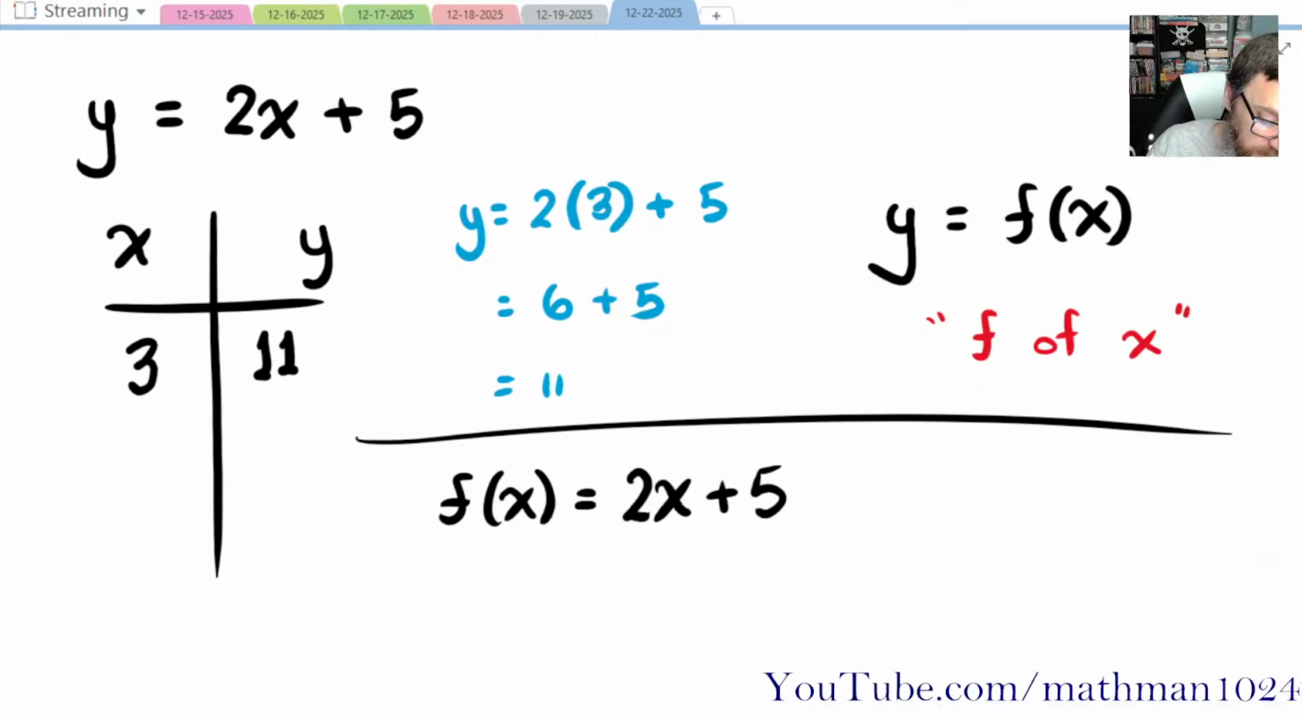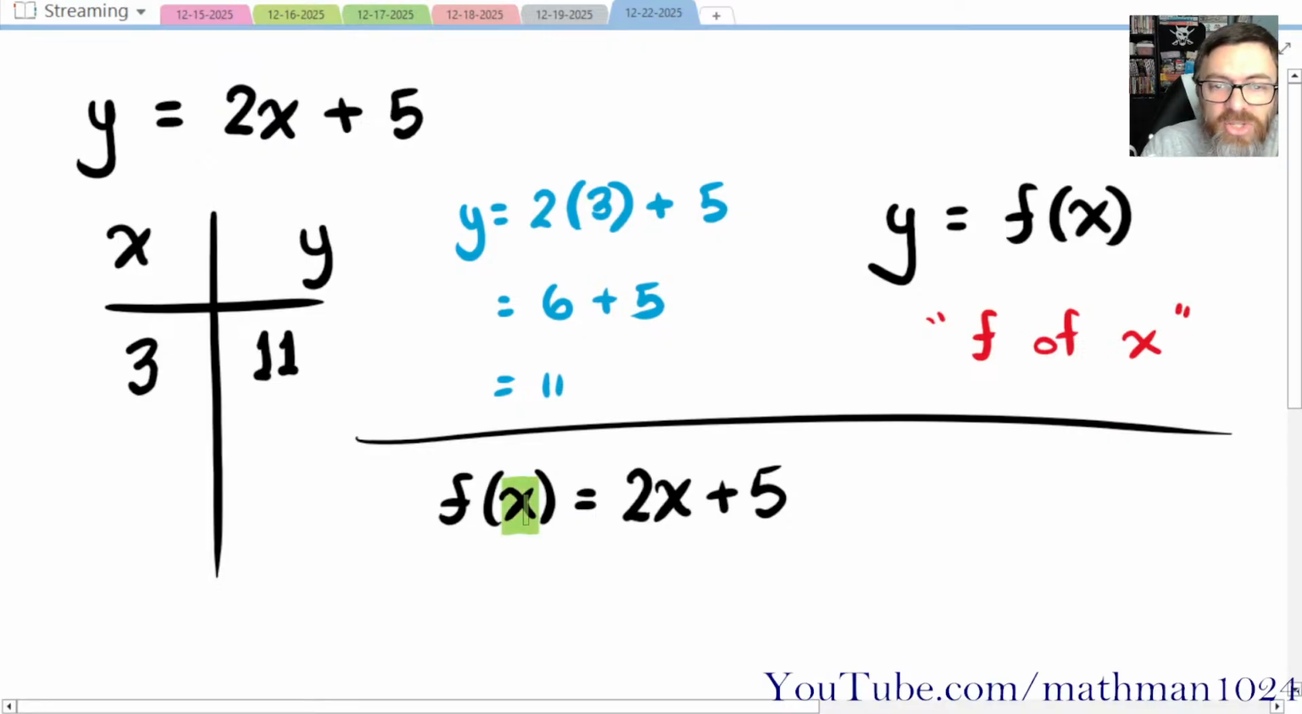All that means is that when we change this x to an actual value, we change every x that we see in that expression, and then we do the order of operations. That is all that it means. Now, one of the things I'm really going to harp on here is making sure that we use correct function notation.